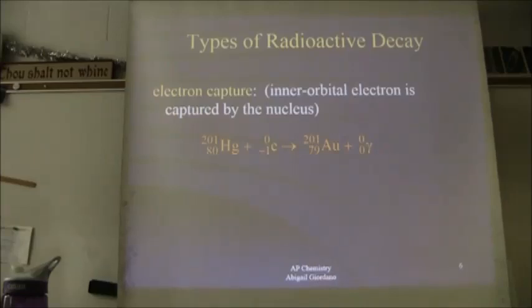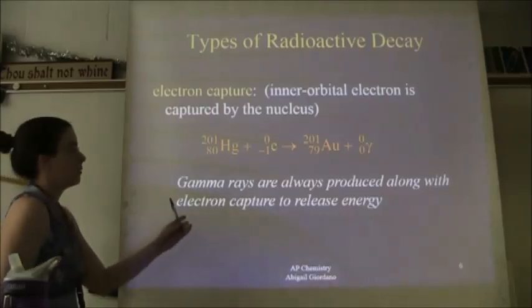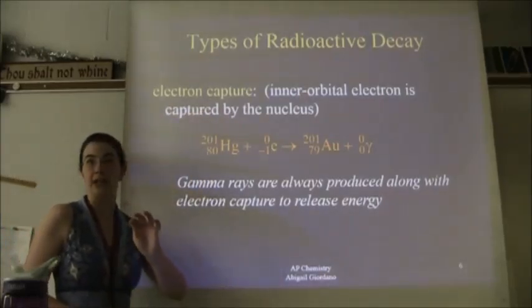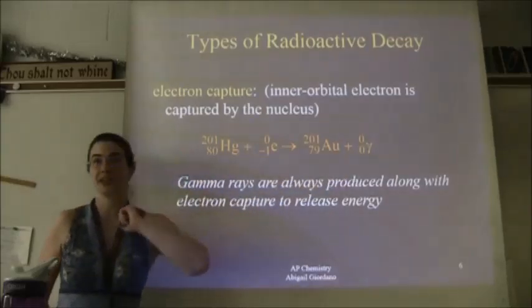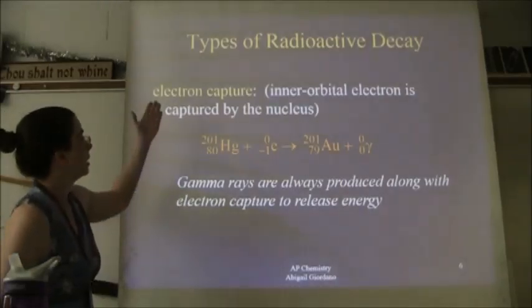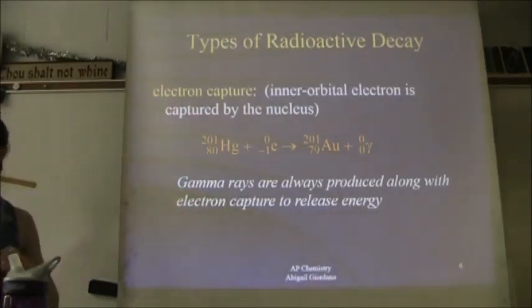Do you see something else up there that looks familiar? Yeah, there's a gamma ray. Okay? Electron capture always will release gamma radiation. Always. Okay? Alpha decay sometimes releases gamma radiation, sometimes it doesn't. Beta decay sometimes releases gamma radiation. Electron capture always does.